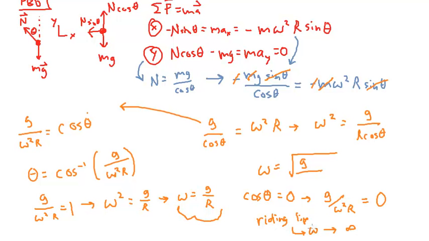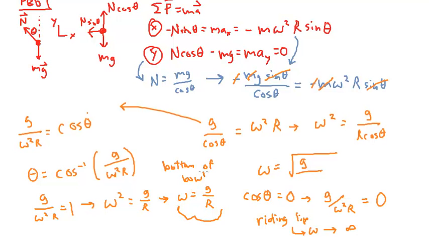The other case is where cosine theta equals 0, which means g over omega squared r equals 0. In that case it gets weird, because really for this case, omega has to go to infinity.